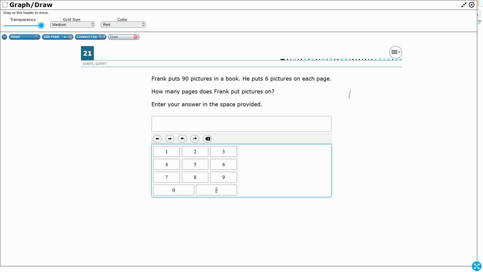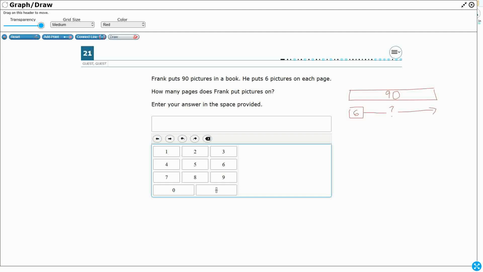So if I wanted to represent this with a strip diagram, I could do it like this. I've got 90 pictures, and I need groups of 6. So I'm going to write groups of 6, because there's 6 pictures on each page. And I'm going to draw an arrow with a question mark in it. Just wondering, how many 6s can I get? I don't know how many 6s I can get.